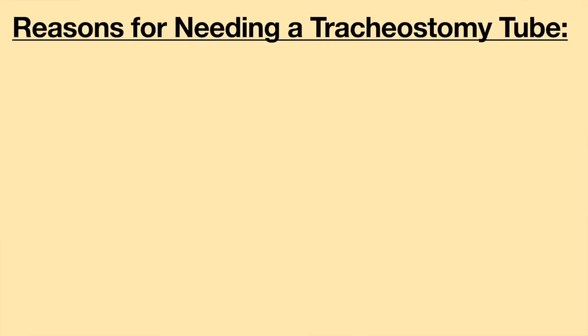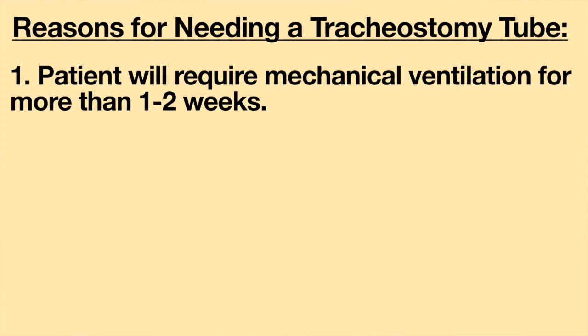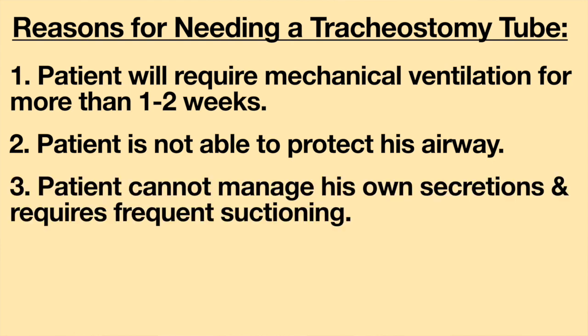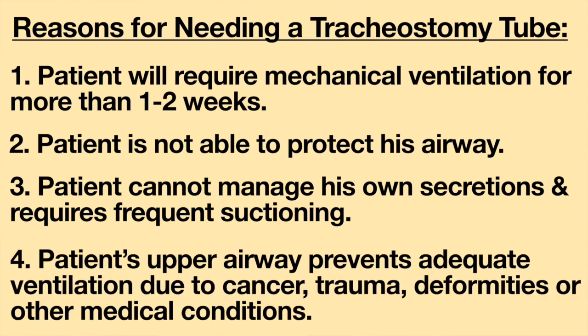The reasons for needing a tracheostomy tube can be many, but the four general reasons include: the patient will require mechanical ventilation for more than 1 or 2 weeks. The patient is unable to protect his airway. The patient cannot manage his own secretions and requires frequent tracheal suctioning. The patient's upper airway prevents adequate ventilation due to cancer, trauma, deformities, or other medical conditions.